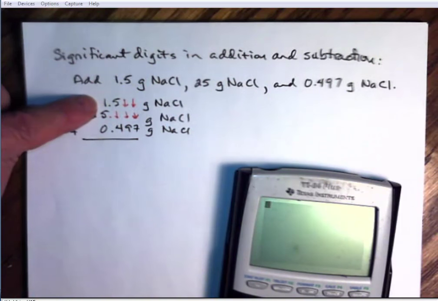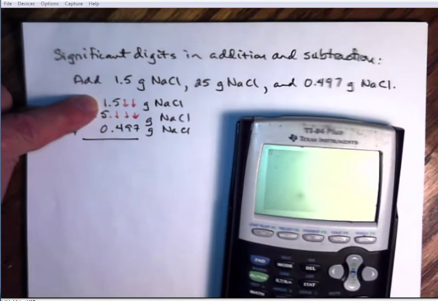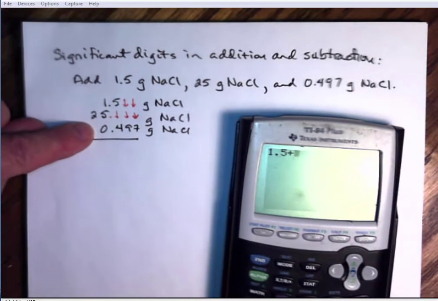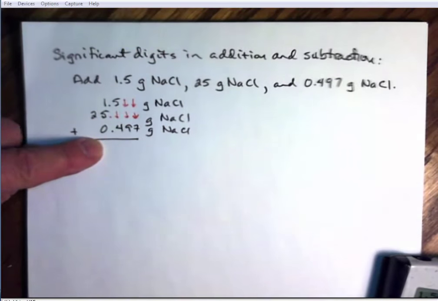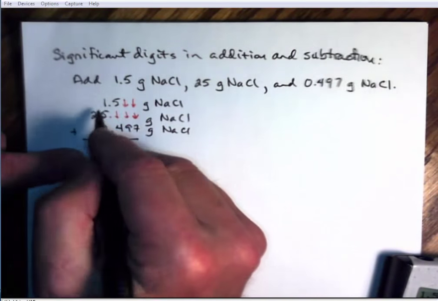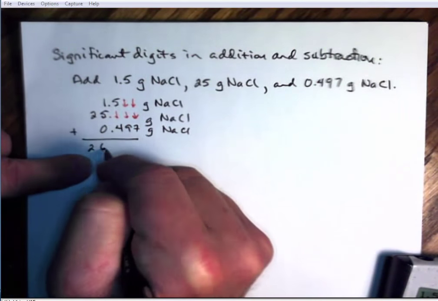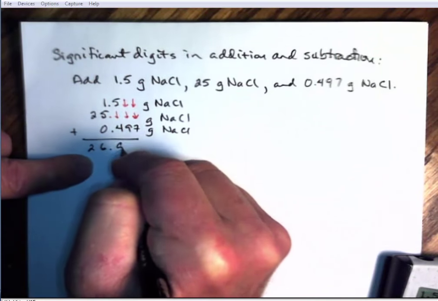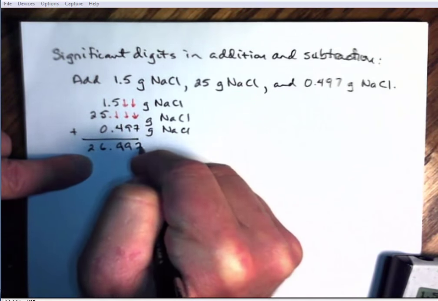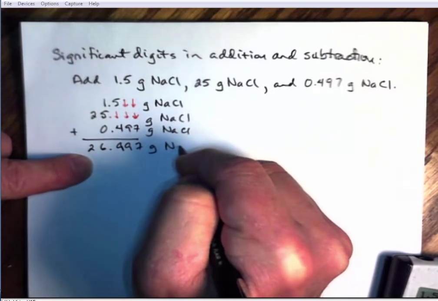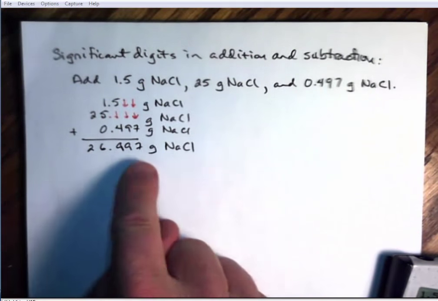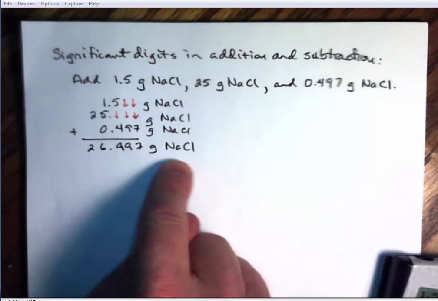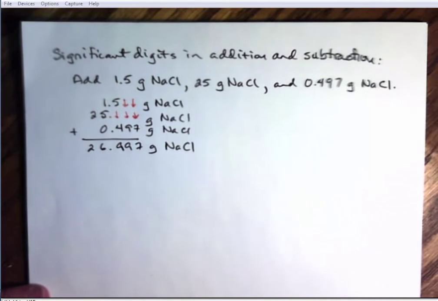So I can do it in the calculator. 1.5 plus 25 plus 0.497. And you may be able to do this better in your head. That's fine. You don't need a calculator really for this one. Now this isn't canceling any digits. We're not multiplying, so we don't need to do anything with the units of measurement. Adding doesn't change the units of measurement of the species.